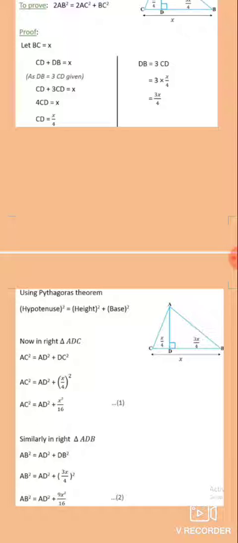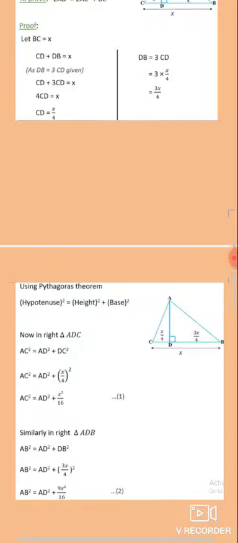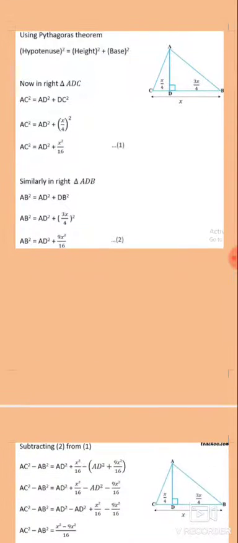Similarly in right triangle ADB, AB square is equal to AD square plus DB square. So AB square is equal to what? AD square plus what is DB? 3X by 4 the whole square. That is AB square is equal to AD square plus 9X square by 16. Put equation number 2. Now listen carefully.